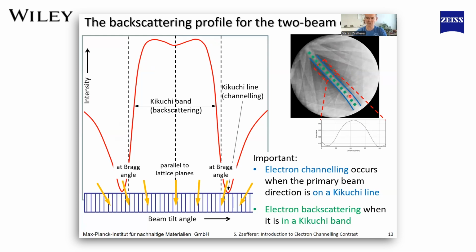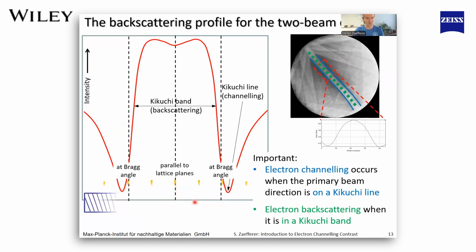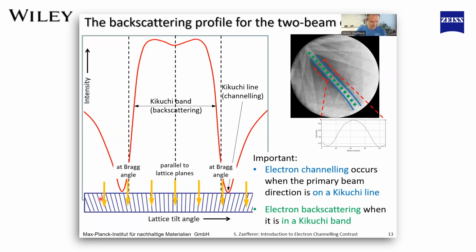Okay, and we can do the same thing. Let me go back. Instead of tilting the electron beam with respect to the lattice, we can, of course, also tilt the lattice with respect to the electron beam, which would be now this situation. Now we have a different orientation of my crystal, of my lattice planes, and the electron beam arrives in a parallel fashion, and then we would get the same behavior. So for areas where the lattice plane is tilted such that we have fulfilled the Bragg angle, we get low backscattering signal.